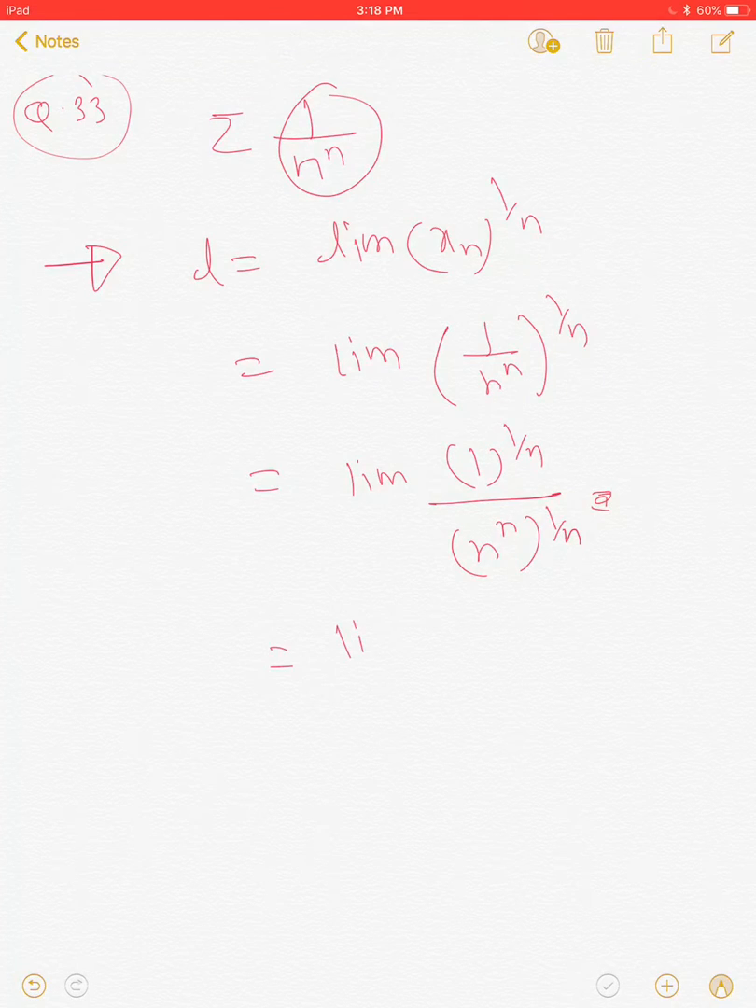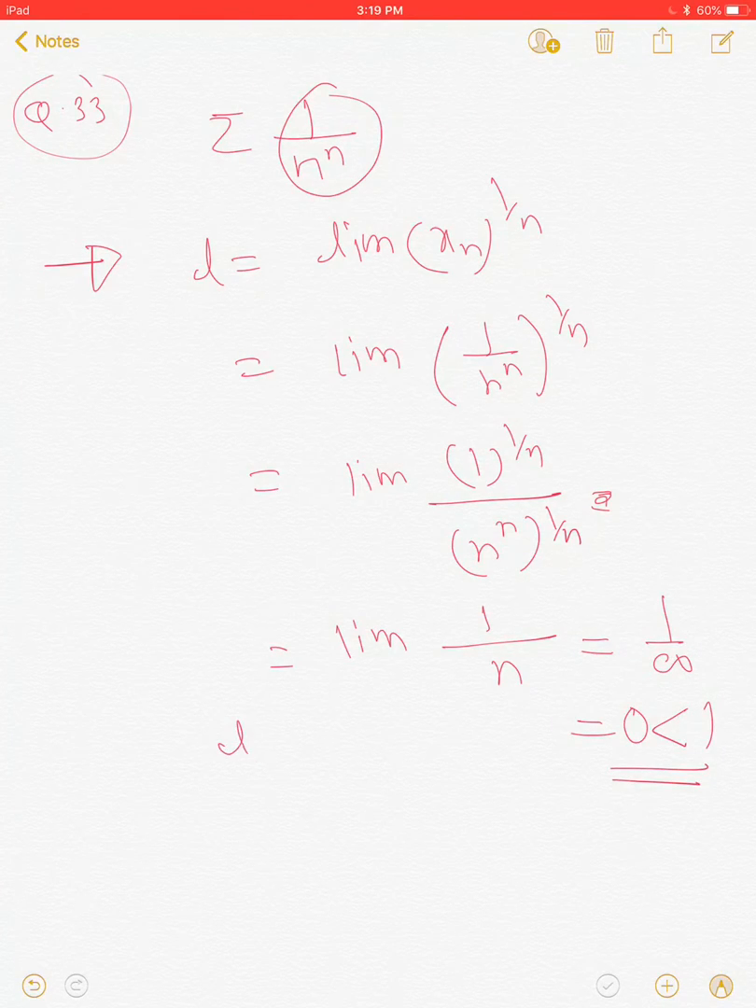So this is equal to the limit of 1 upon n, as n tending to infinity. This is 1 upon infinity, so this is 0, which is less than 1. We know that in the root test, if the limit is less than 1, then our series is convergent. So this is a convergent series.